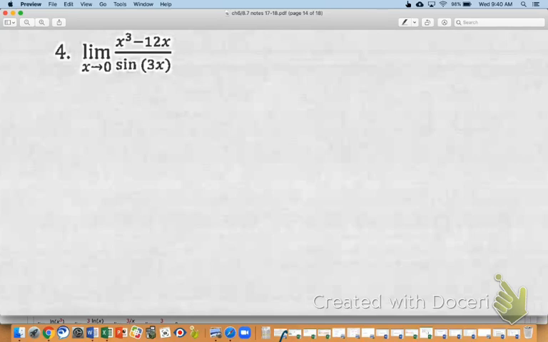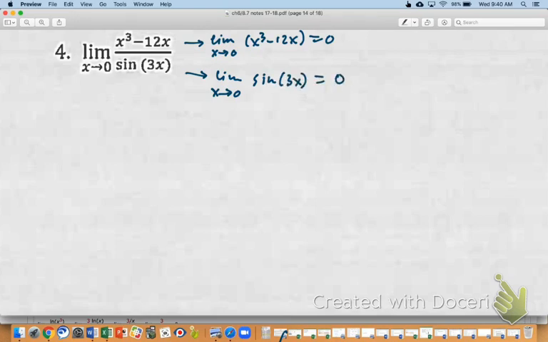So you can see in the top clearly you have 0 minus 0, and in the bottom you have sine of 0. And so you could maybe jump to this and say the limit of the top is equal to 0, and the limit of the denominator is also equal to 0. And of course that triggers L'Hopital's rule, like so.